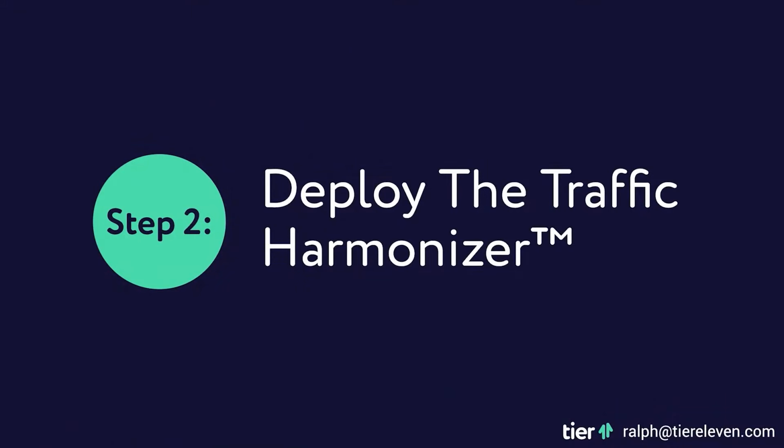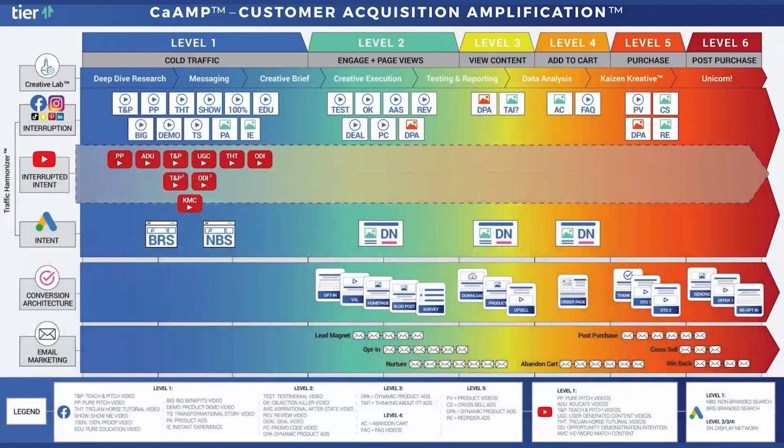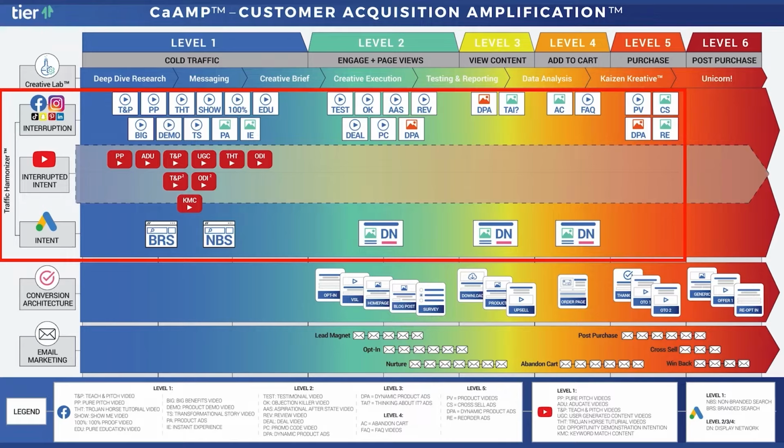So the second thing we did here, step 2, is we deployed the traffic harmonizers. Now the traffic harmonizer is, once again, a part of the customer acquisition amplification system. So here it is right here. We used primarily interruption marketing using Facebook. And we also used the whole shebang here. We used all of these different elements together. We started with Facebook, but then we brought in interrupted intent, which is our YouTube ads, and then we added the intent-based ads, which is Google search ads, and everything really started to harmonize together.